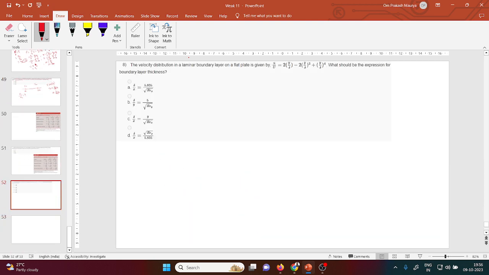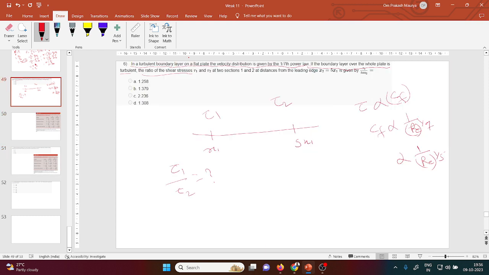So if we consider the 1/7 power law, then what will happen? CF is inversely proportional to Re to the power 1 by 7. You already know Re is rho V L divided by mu, so Re is proportional to L. So here you can write L to the power 1 by 7. So your CF1, and so tau 1, is directly proportional to L1.